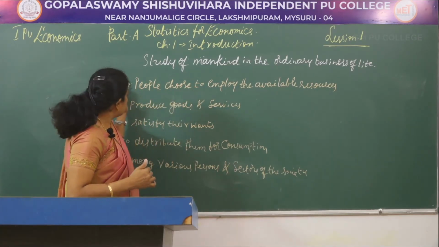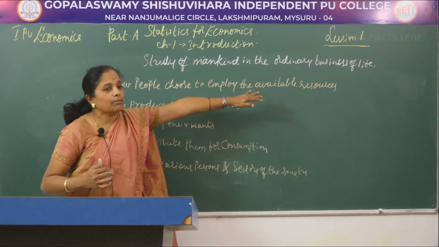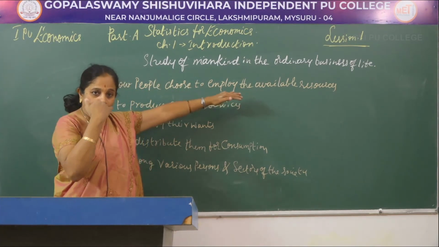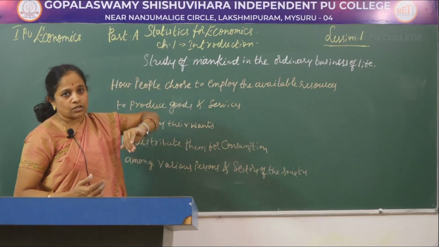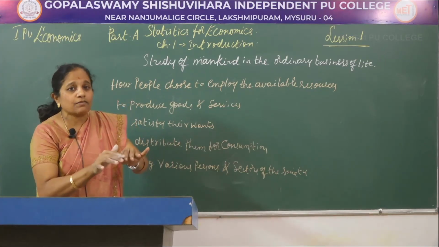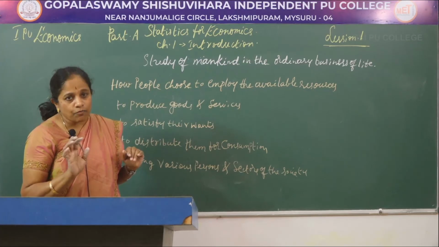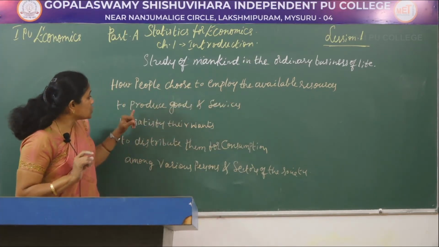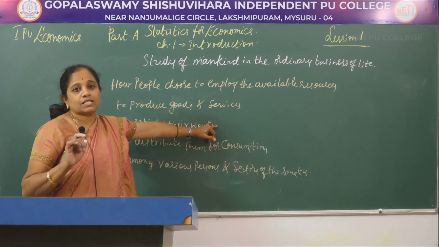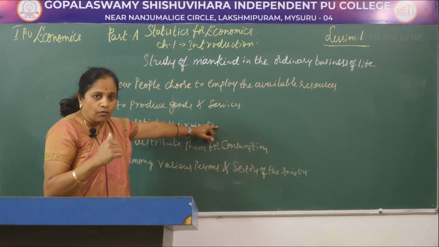So this is the study of how people choose to employ the available resources. Even human resource is also employed along with the available natural resources to satisfy the needs of the human only, because these resources don't have any kind of wants. So the people choose to employ the available resources to produce goods and services. If it is a dry land, they think of the crops that can be grown over that dry land.